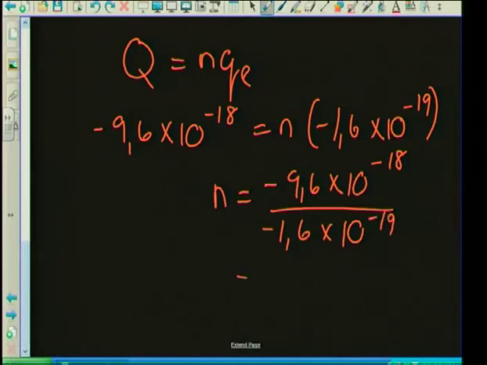Okay, that should be minus. And now we get 60. Now, 60 makes sense. 60 makes a lot of sense, okay? It's a whole number. As a teacher, I know that it's probably also not a great number.